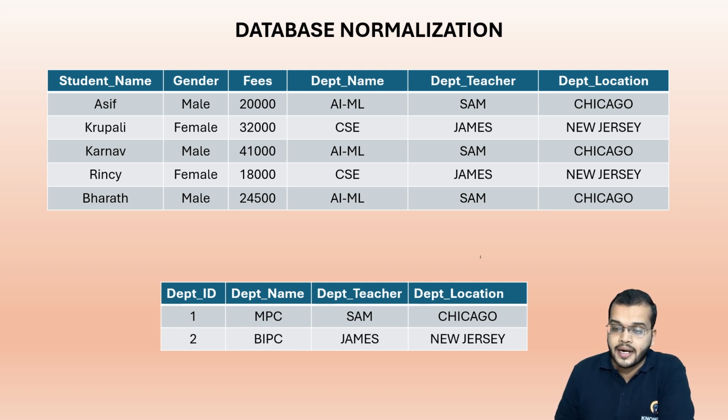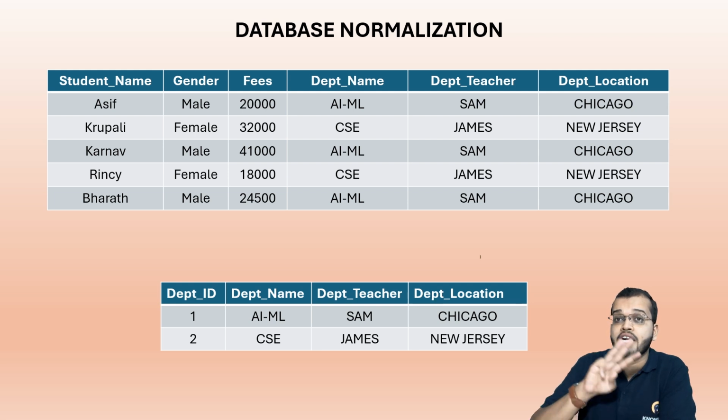Now the concept is that the teacher Sam is dealing with the AIML department, and James is dealing with the computer science engineering department. If we understand the logic, in this particular table we have several different kinds of information. We have the information of a student, the information of the departments, the information of the location, and even the student's fees details and gender.